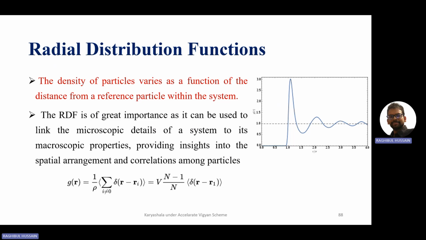Then again, if you go a further distance away, you get correlation again, but lesser compared to the earlier one. As you go to higher and higher distance, the correlation is totally lost. So the curve converges to 1, and all the atoms are random. So whatever you measure, the density of the atoms will be the same at long distance.